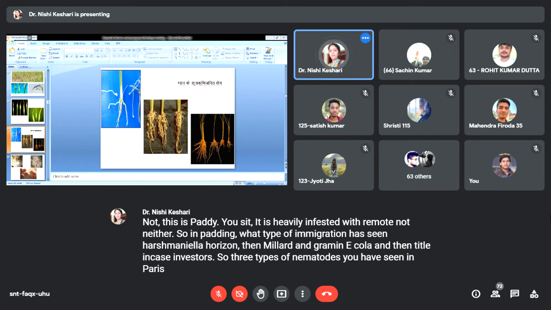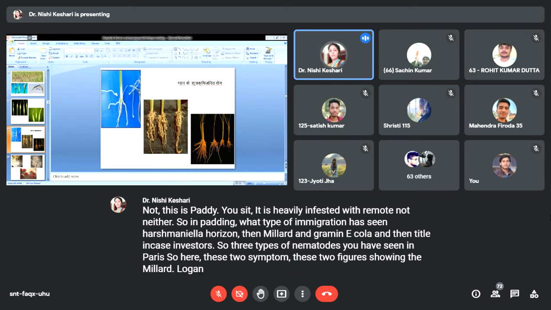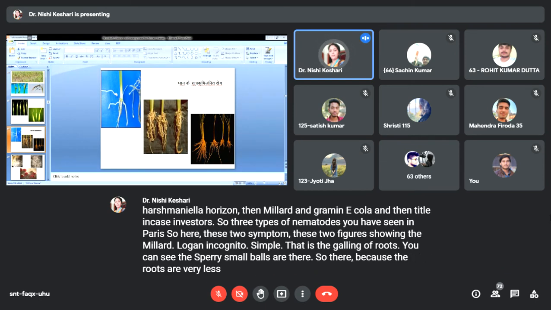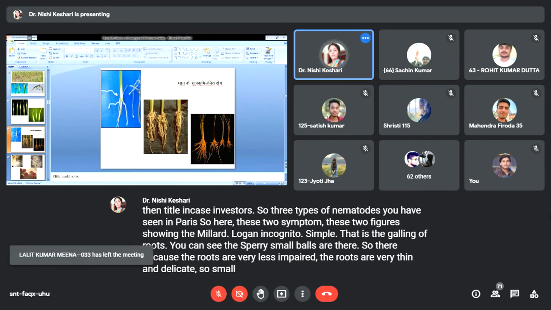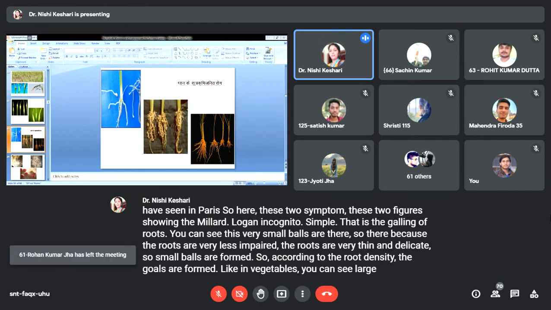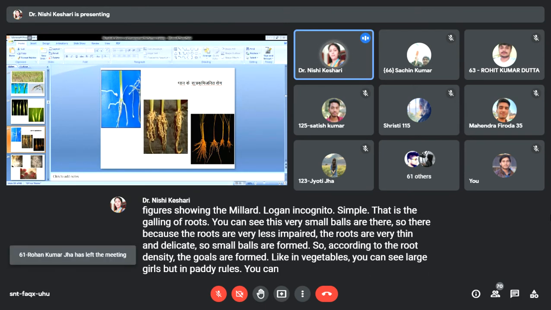Here these two figures show the Meloidogyne graminicola symptom, that is the galling of roots. You can see very small galls are there, because the roots are very thin and delicate in paddy, so small galls are formed. According to the root density, the galls are formed. Like in vegetables you can see large galls, but in paddy roots you can see small galls.